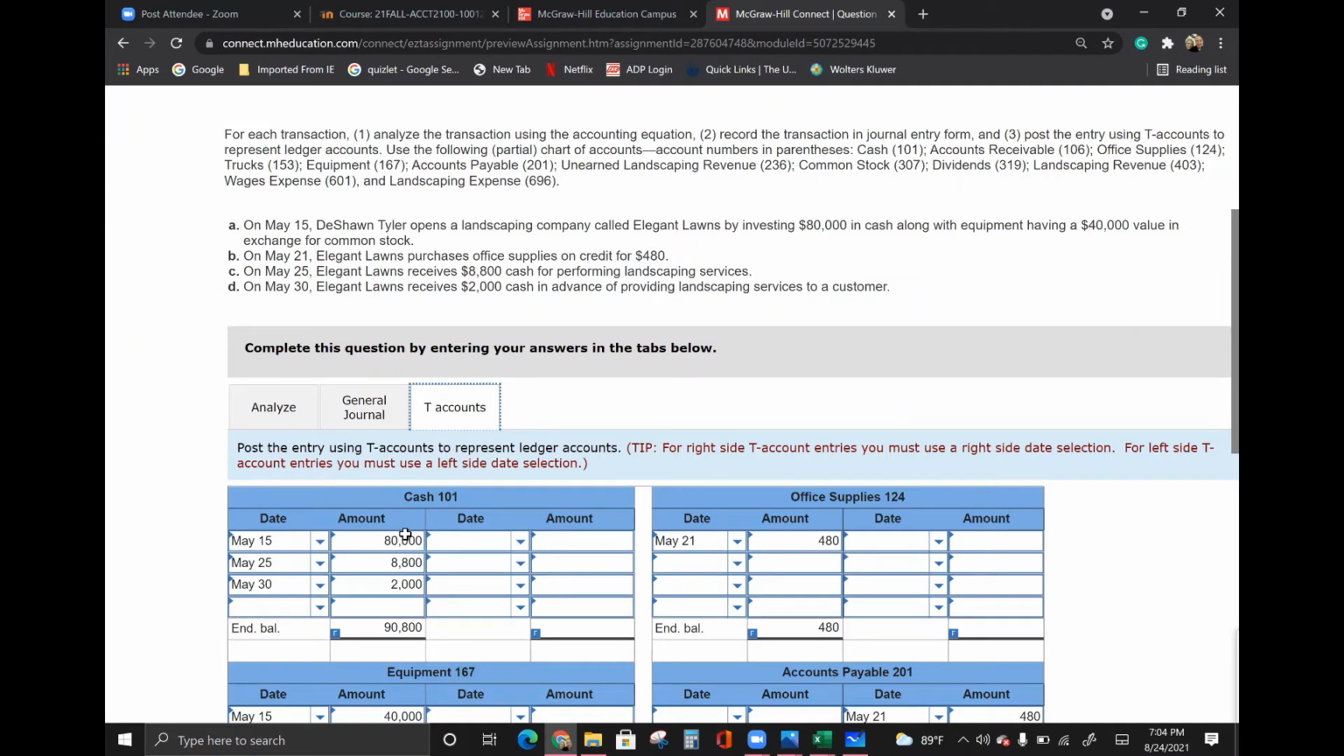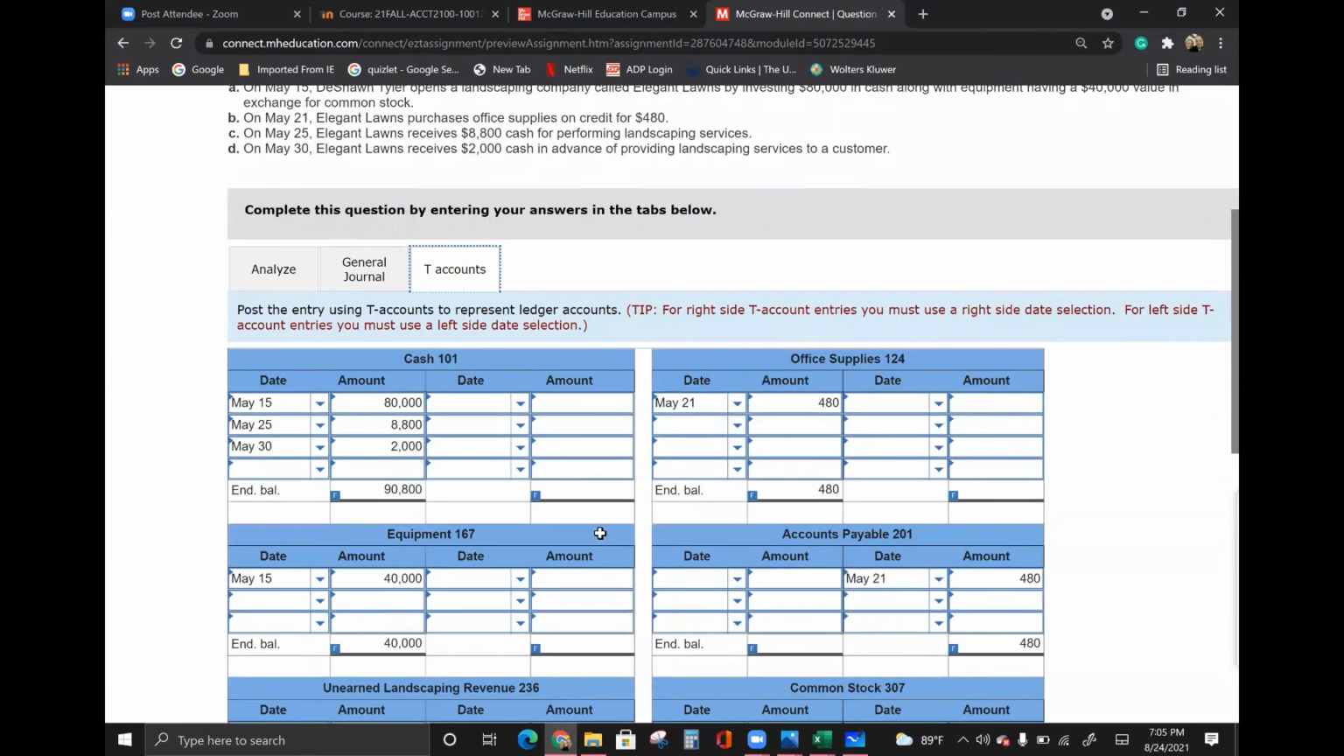And I don't know. Let's see. Right side T account entry must use right side section, left side T account entries use left side. Okay, so I'm assuming the way they have this set up is the date and amount on this side is your debit and your date and amount on this side is your credit. Yes, we'll see. Yes, that's how it is.